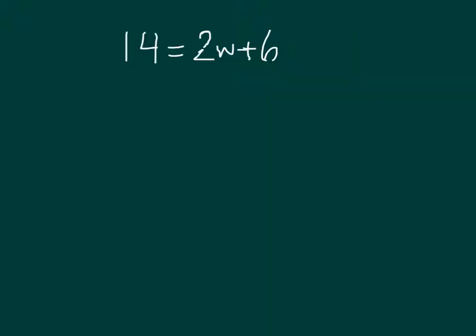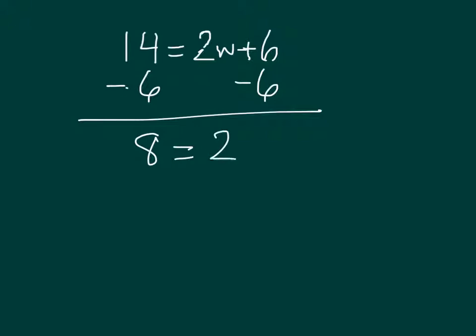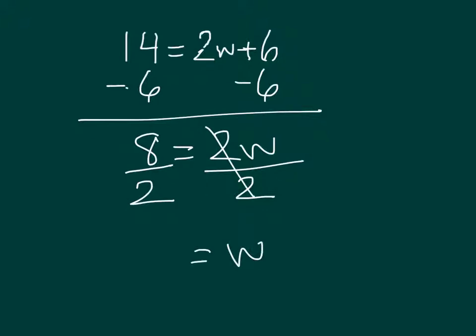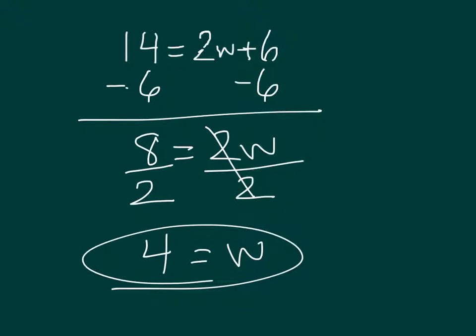Now you remember here with our two-step process, it says you're going to need 2 steps. The first thing I'm going to do is get rid of this 6 from both sides. Whatever I do to one side of the equation, I need to do to the other side of the equation. So I'm going to subtract 6 from both sides. And that gets me 8 equals 2w. Now I'm going to divide both sides by 2. That cancels out. And 8 divided by 2 is 4, so w equals 4.